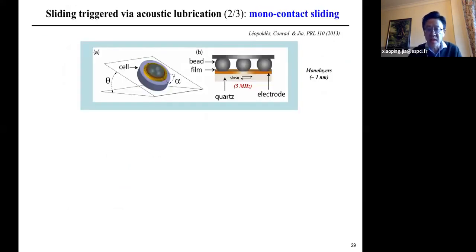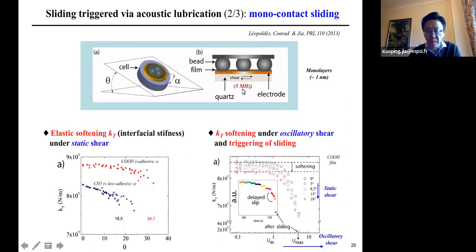So we have realized similar experiments in the Mount Avalanche many years ago with a mono-contact interface. So we just have one layer, more precisely three particles, with a very controlled adhesive film, which is deposited on a high-frequency, 5 megahertz shear quartz. So here, this quartz resonator could serve not only as a probe of this interfacial stiffness, but also as a pump to create this kind of interfacial sliding.